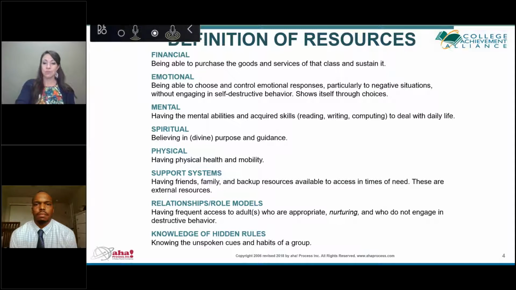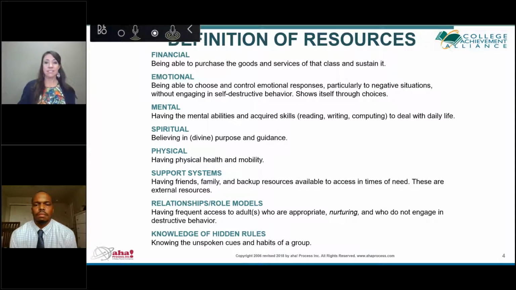Of course, relationships that are nurturing and appropriate for students, and the knowledge of hidden rules. So those really significant resources that we can impact in order to help stabilize their environments and move them to a place of hopefully moving them out of poverty by building their resources. So just keep in mind, what can you impact here? What do you have the ability to impact? And where can you make a difference as we go through today's presentation?